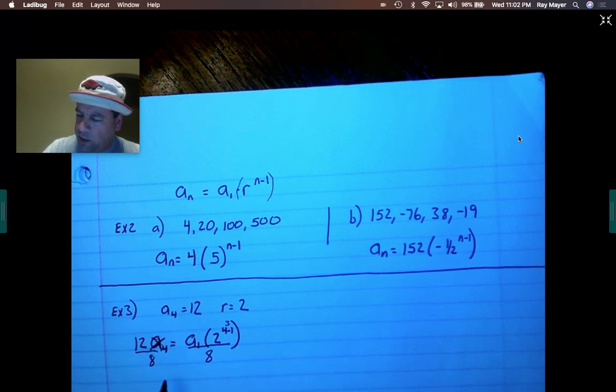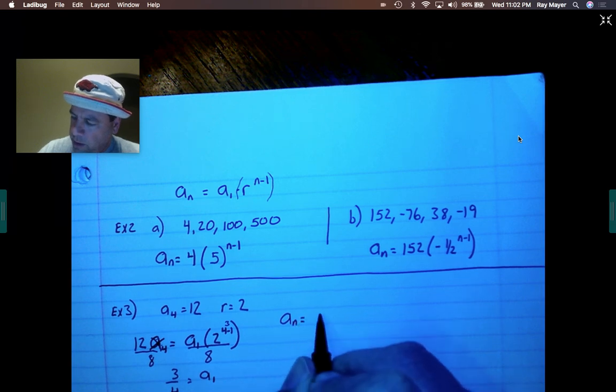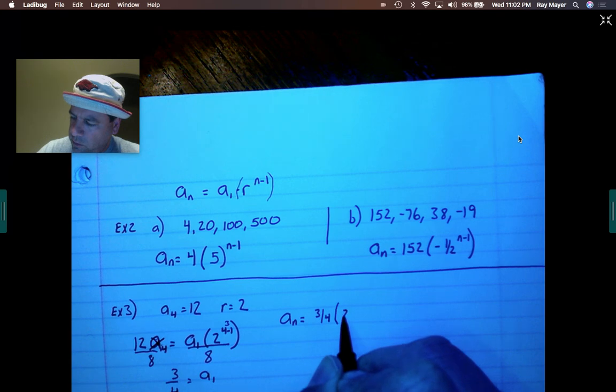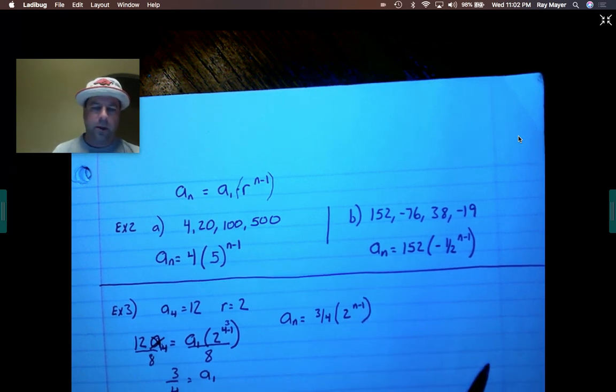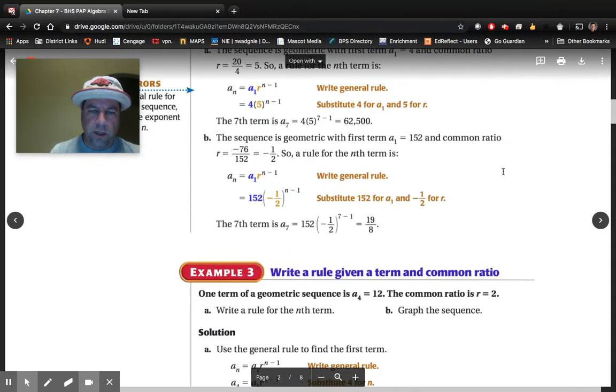And I'll reduce that. That will become 3/4 equals a sub 1. And so that rule should simply be a sub n is a sub 1, which is 3/4 parentheses 2 to the n minus 1. I almost cut that off, you guys.